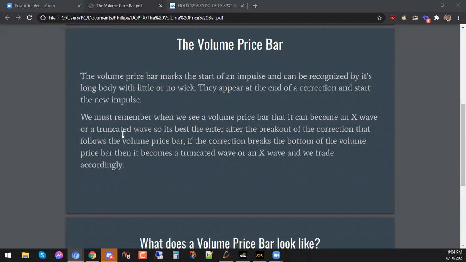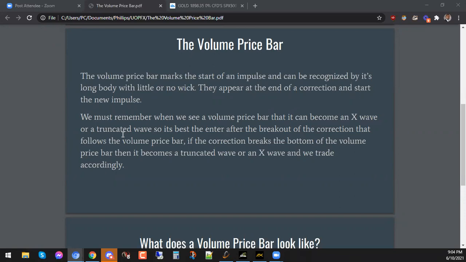It could also lead to a truncated wave. Give me a T if you know what a truncated wave is. Any more T's? Anyone else knows what a truncated wave is? All right, so many of you don't know what a truncated wave is. Okay, that's understandable. A truncated wave is a short wave. It is a wave that is cut short.